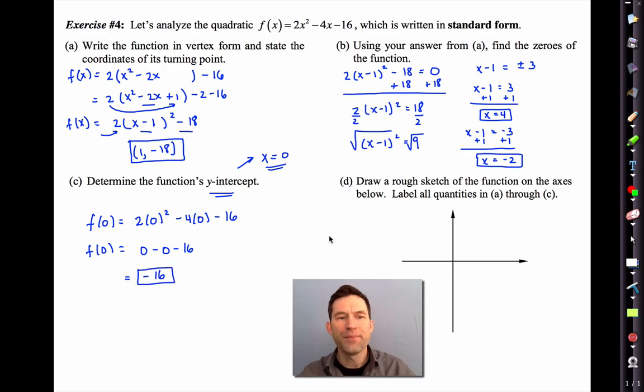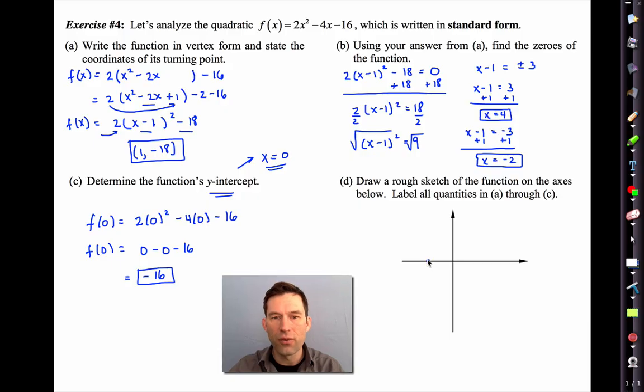Finally, letter D asks us to draw a rough sketch of the function on the axes below. Label all quantities A through C. Now don't grab your calculator on this. We can actually draw this quite easily now. I like to put the x-intercepts in first. So I have an x-intercept at negative 2. I have one at positive 4. I've got a turning point at 1, negative 18. So maybe right around there.